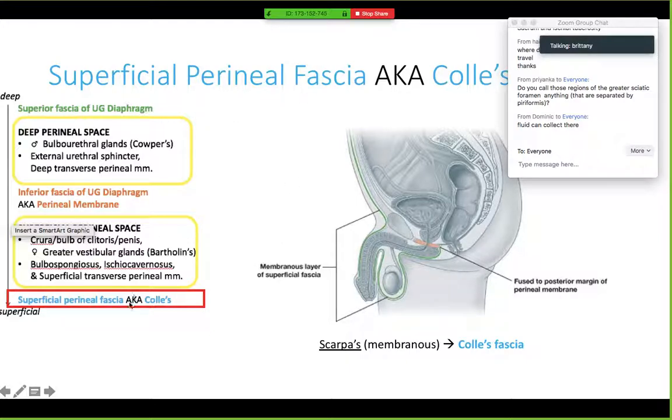Okay, so starting from the outside of the body, the most superficial, is the superficial perineal fascia. And this is also known as Colles fascia. So remember up in the abdomen, you talked about Scarpa's fascia. Remember, Scarpa, camp out, Scarpa in. So Scarpa's fascia is going to continue down into the pelvis, and it's going to surround the penis and the scrotum and fuse back here at the perineal membrane. So all of this is Colles fascia, which is a continuation of Scarpa's fascia. Make sure you know that.